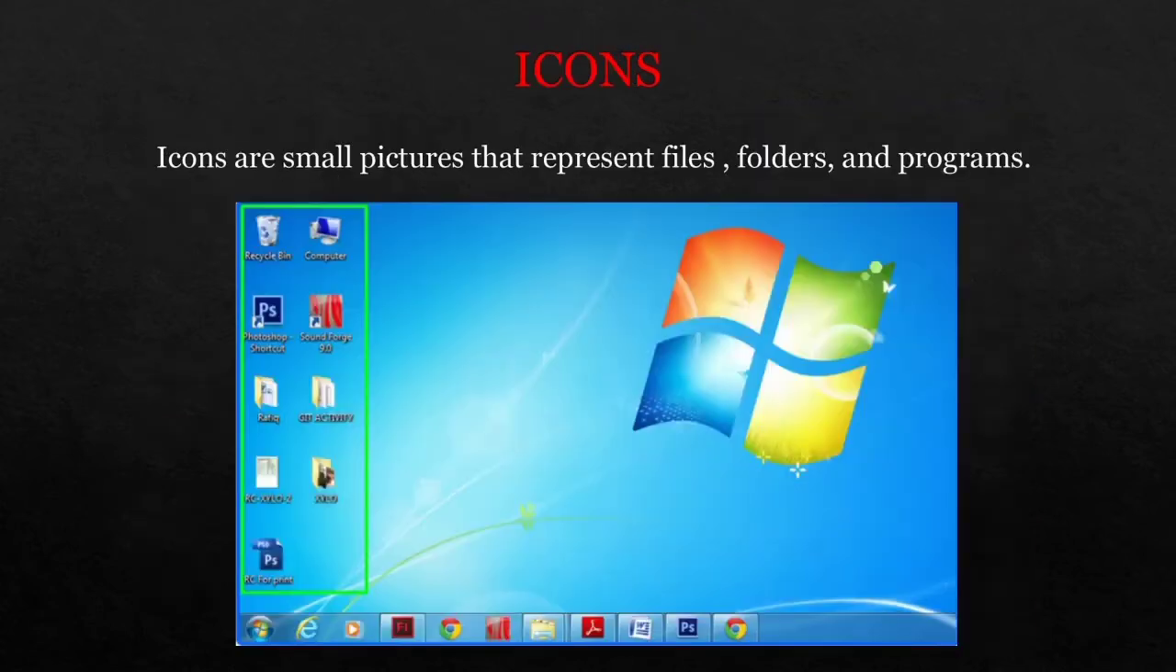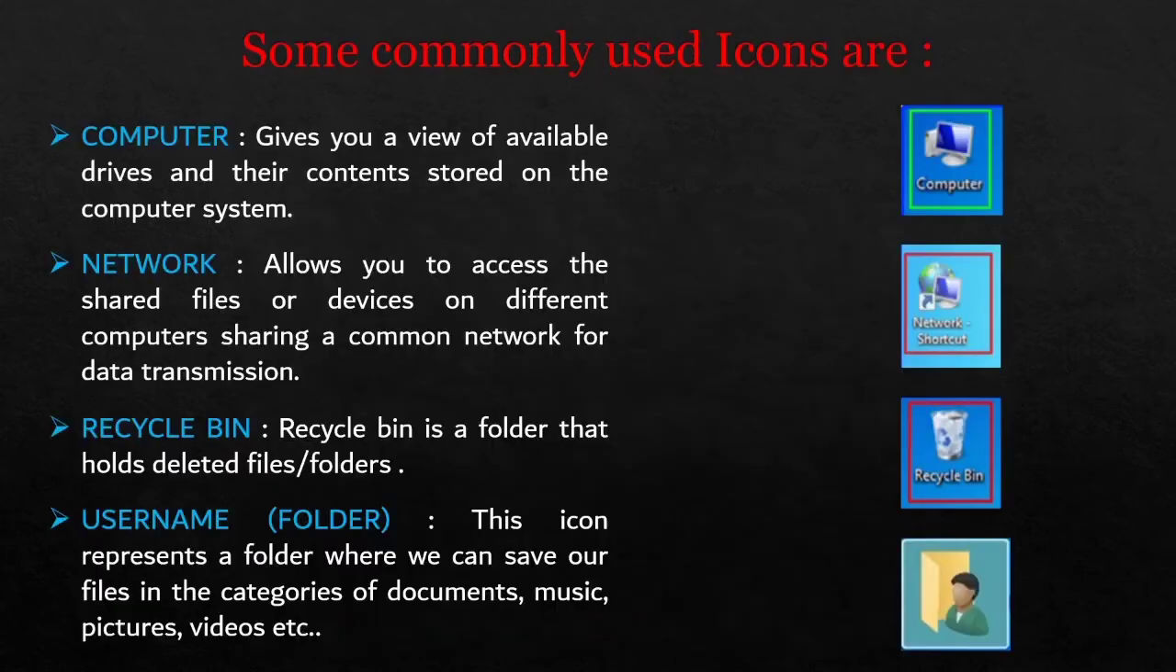Now let's talk about icons. Icons are the small pictures on the Windows desktop. They represent the files, folders or programs. Each icon has some description that tells us something about it. To open any program, just double-click the icon. To move an icon, just use drag and drop method with the help of mouse. Now let's learn some commonly used icons. First is computer.